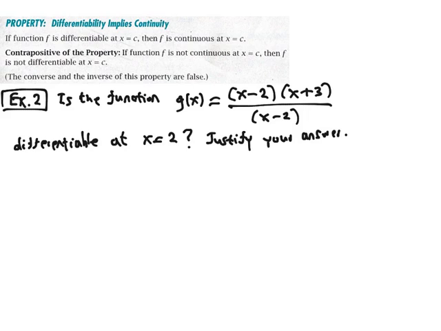Now we take a look at the second example from the textbook, example 2 on page 156. And here's what we have. Is the function g of x equal to (x minus 2)(x plus 3) divided by (x minus 2) differentiable at x equal to 2? Justify your answer.